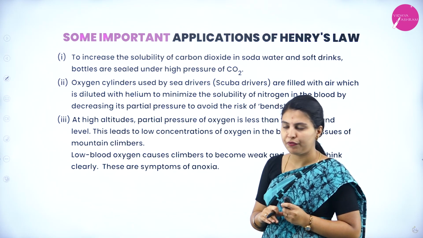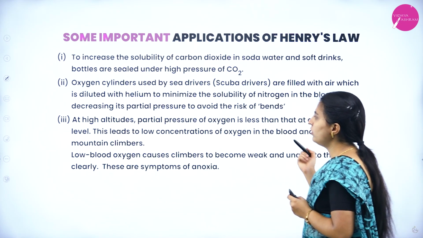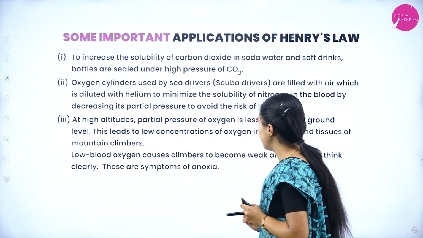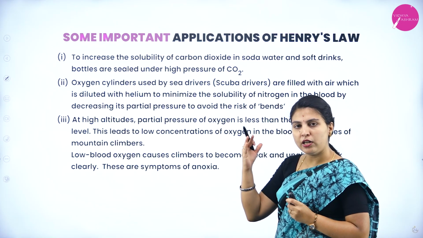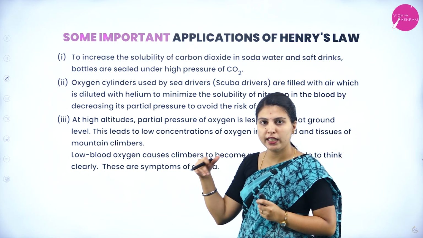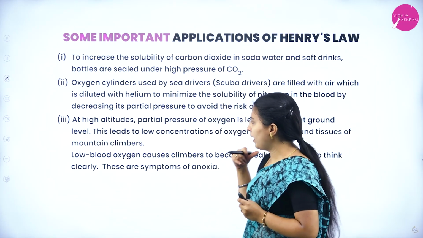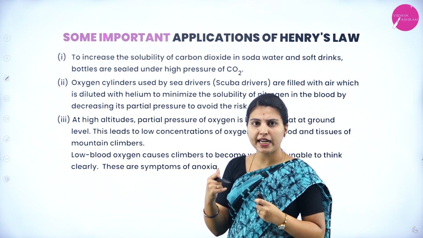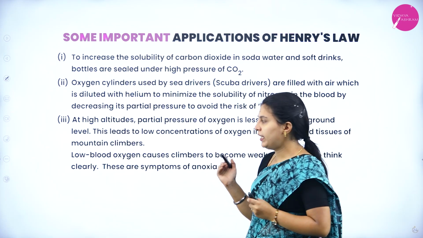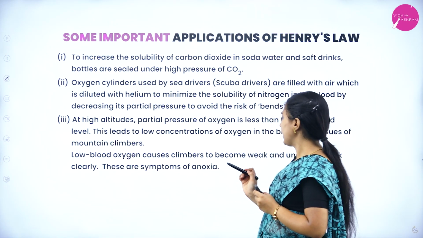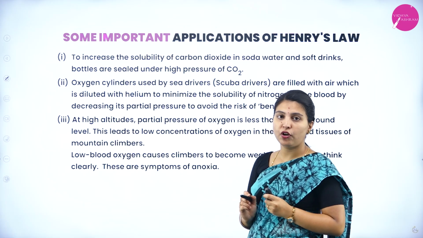At high altitudes, the partial pressure of oxygen is less than that at ground level. This leads to low concentrations of oxygen in the blood and tissues of mountain climbers. At high altitudes also, you have seen that parachute jumpers or other people flying will be wearing jackets with cylinders. There also the partial pressure of oxygen will be less. Low blood oxygen causes climbers to become weak and unable to think clearly. These are symptoms of anoxia.